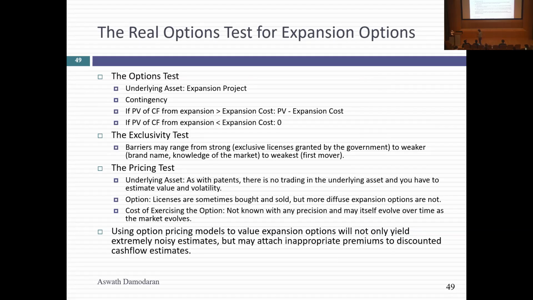Is there an option? Yeah, technically, yes. The underlying asset is this option you have, the expansion project. And the contingency is the present value of the cash flows from expansion exceed the cost of expansion. You're going to do it. If not, it's like S over versus K. If not, you're going to wait and hope that something good happens.